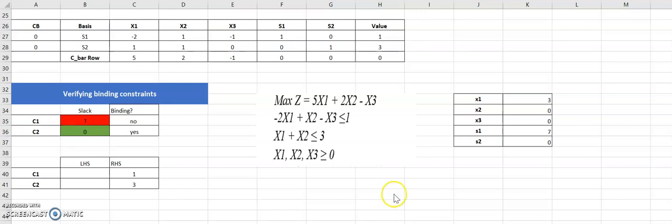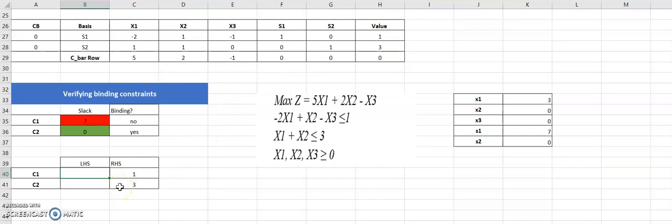If you do not have anything to spare, which means that the slack is equal to 0, it means that that constraint is binding. In order to mathematically verify whether or not a constraint is binding, we're going to do the same thing we did in the graphical solution tutorial. We're just going to plug in the optimal solution in each constraint.